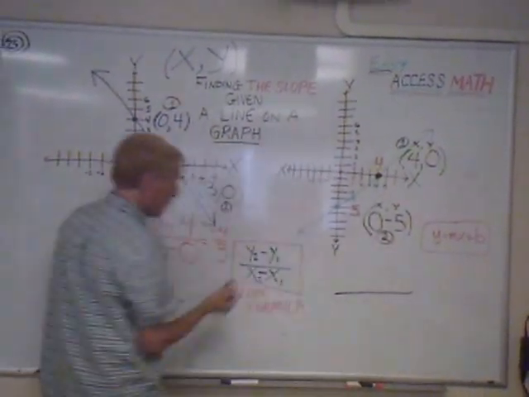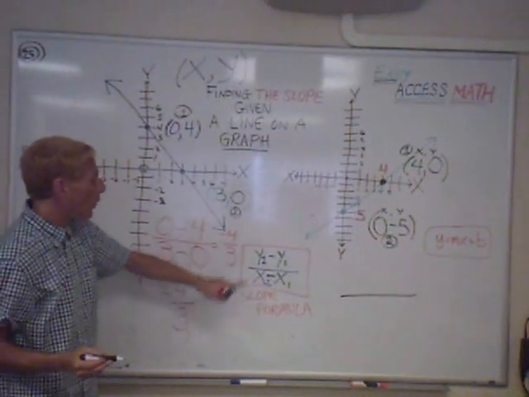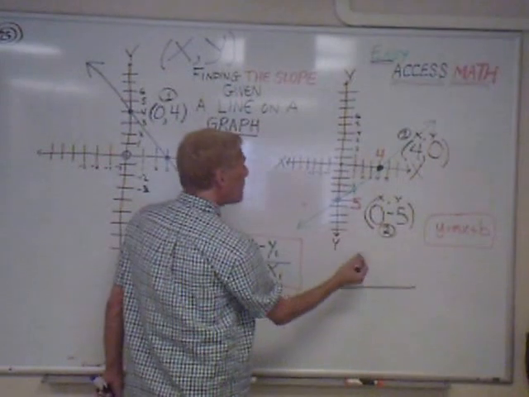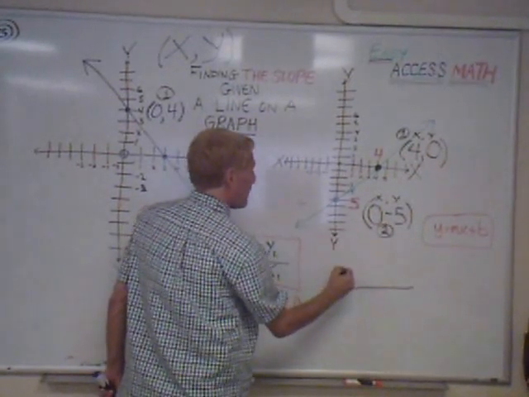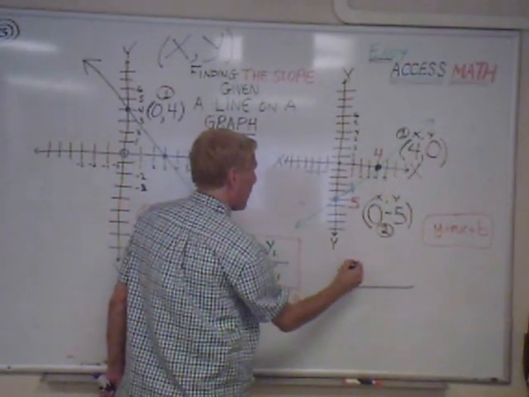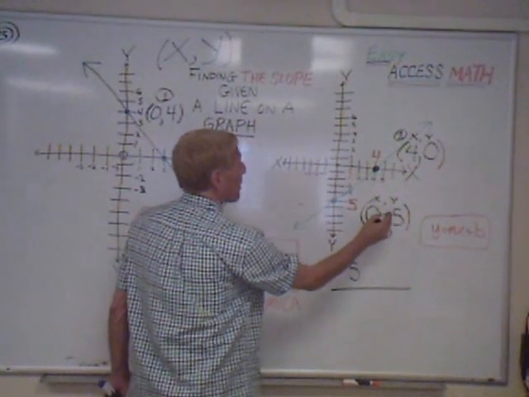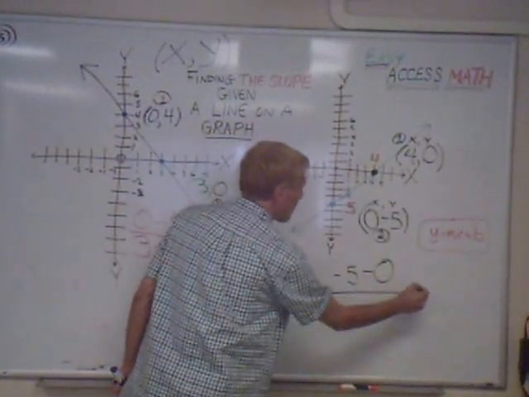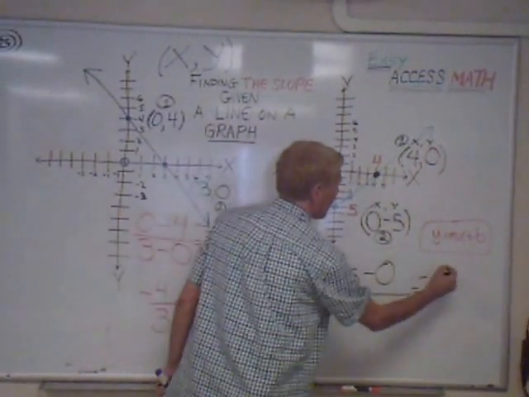And so here's my formula, y2 minus y1 over x2 minus x1. y2 is negative 5 minus y1, which is 0. And that's going to give me negative 5.